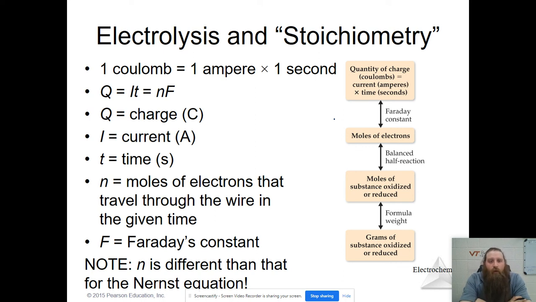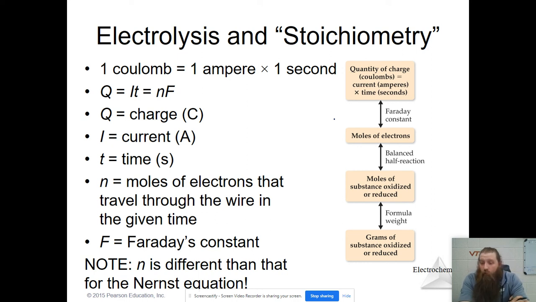Q equals... No, sorry. It equals nF. Q is the charge in coulombs, I is the current in amps, t is time, and n is going to be the moles of electrons, which is different from the Nernst equation. It's not the number of electrons, it's the moles of electrons, and F is still Faraday's constant. So we can use that to calculate our charge in coulombs. Once you have Q, you can just step through a little bit of stoichiometry and get however many grams or moles of substance are oxidized or reduced.